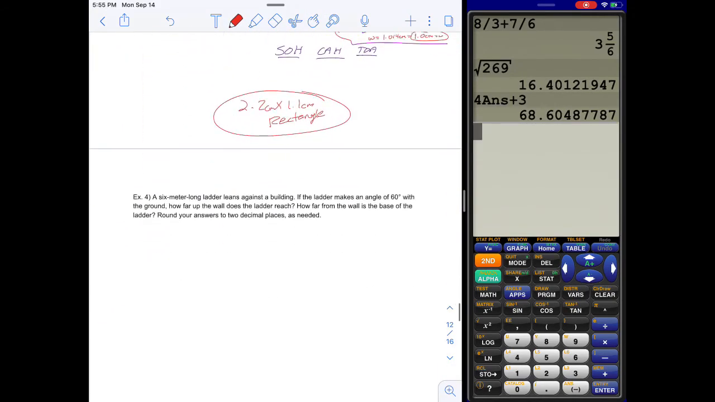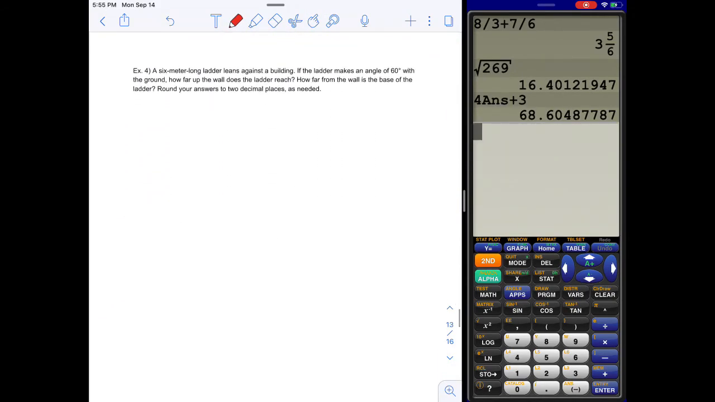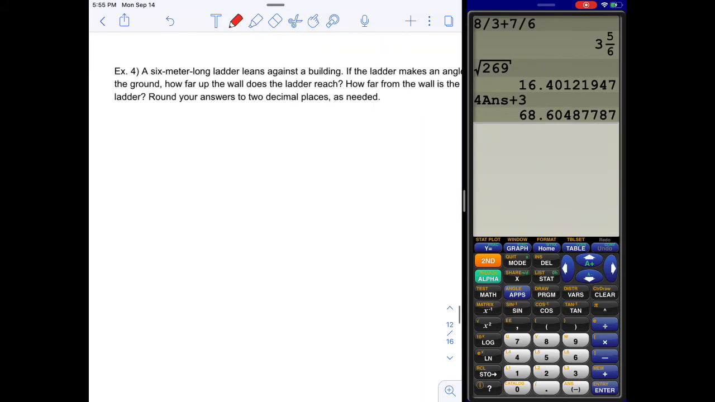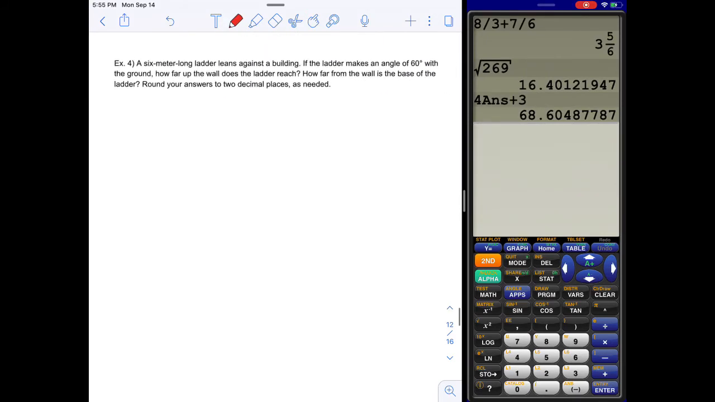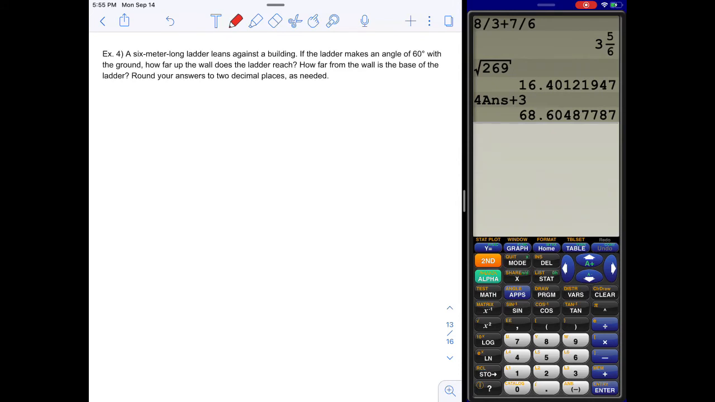Okay, let's do one more here. Example 4. So remember, with word problems, label, list, and determine what value you need. So a 6-meter long ladder leans against a building. If the ladder makes an angle of 60 degrees with the ground, how far up the wall does the ladder reach? How far from the wall is the base of the ladder? Round your answers to 2 decimal places as needed.